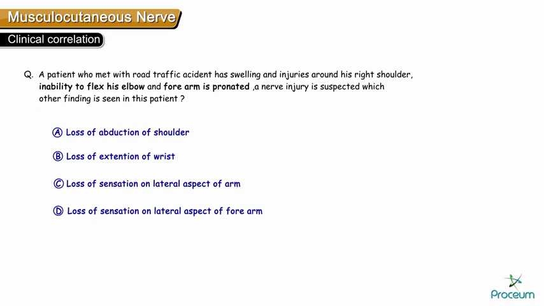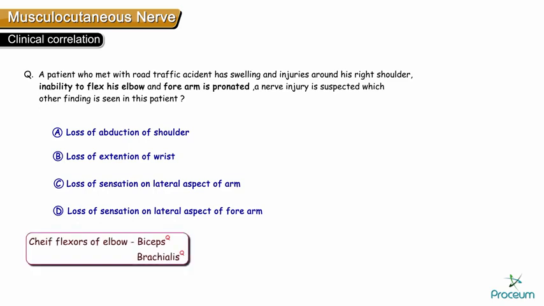So look at the question here. A patient who met with road traffic accident and injuries around his right shoulder has inability to flex his elbow. So which muscles are responsible for flexion of elbow? I hope you remember biceps brachii and brachialis are chief flexors of the elbow and the forearm is pronated as well. So that means supination is not happening properly. Which muscle can assist in supination? I hope you remember the biceps brachii is also a chief supinator. So thus from this question we understand that there is some problem in the movement of biceps brachii.